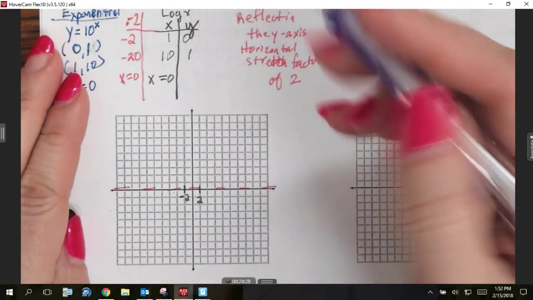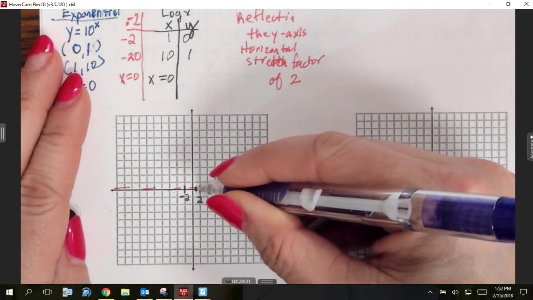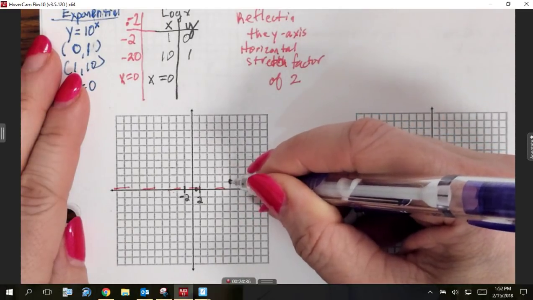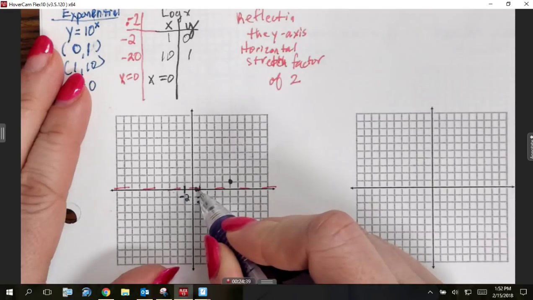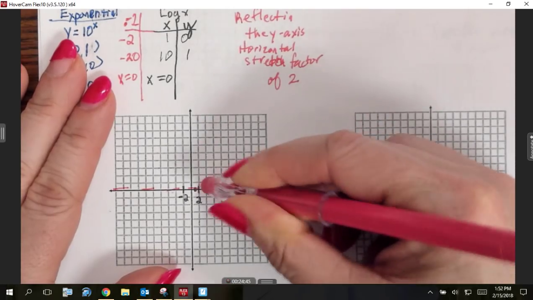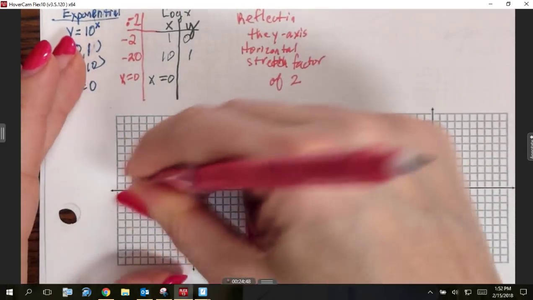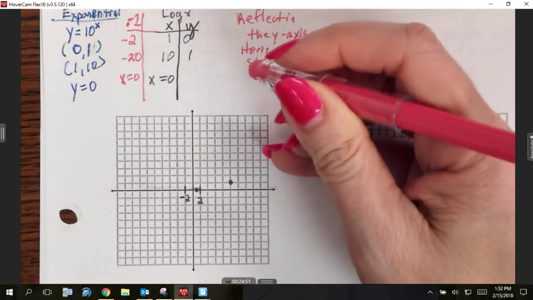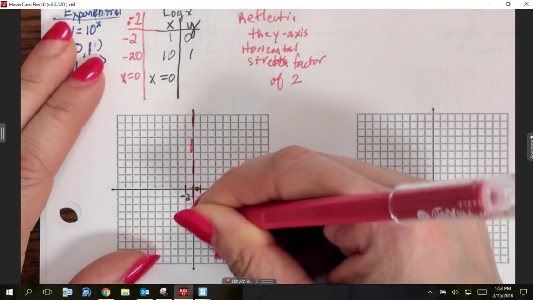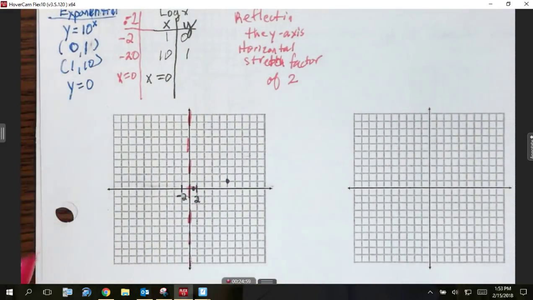I'll graph my log first, which was 1, 0, and then 10, 1. And I'll use the asymptote. Oh, I just graphed the asymptote wrong. Did you guys copy my asymptote? I graphed it the wrong way. I just did the exponential one. I caught myself though. Sorry. This one? Change color.